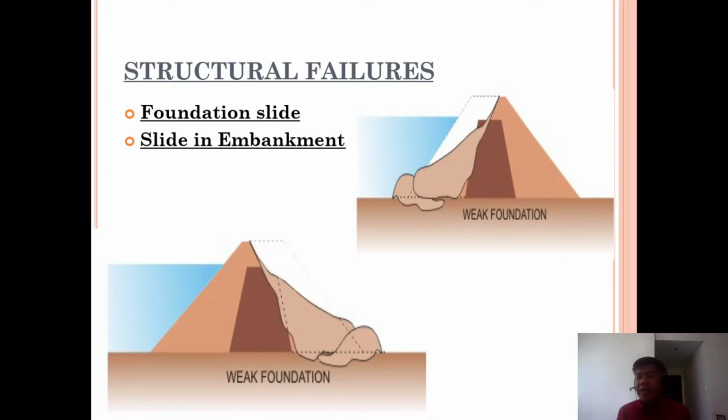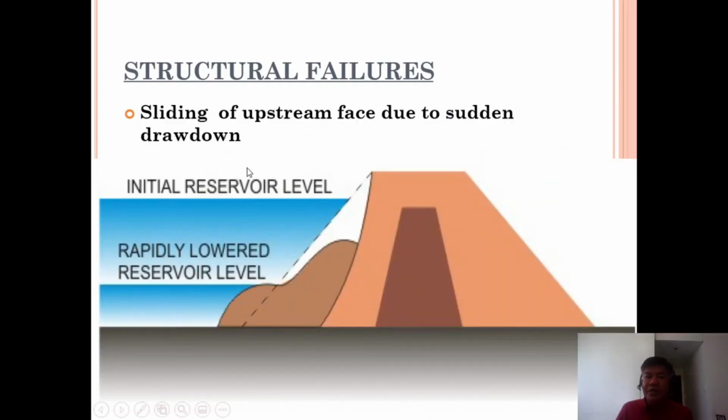For structural failures, there is foundation slide in embankment. It could be either from the construction method in terms of compaction or that of the material that was used. Then there is sliding of the upstream phase due to sudden drawdown.